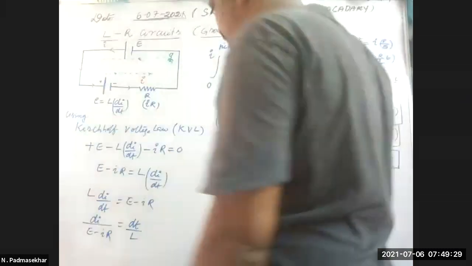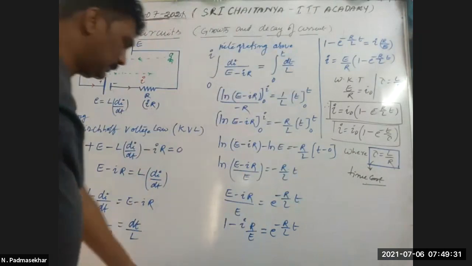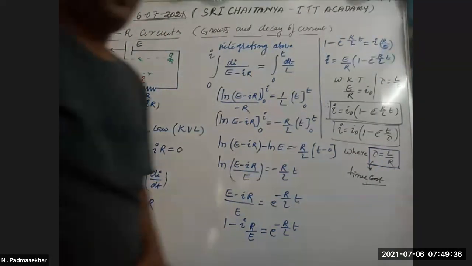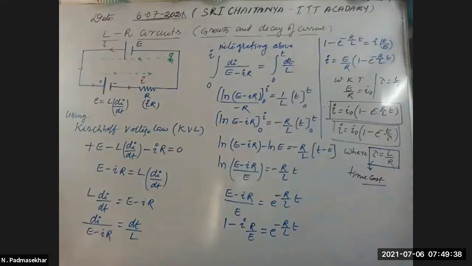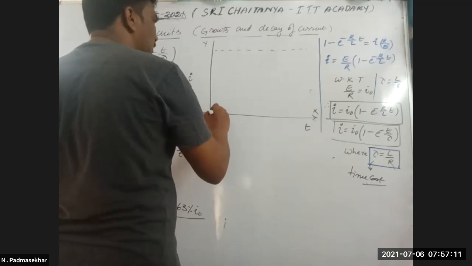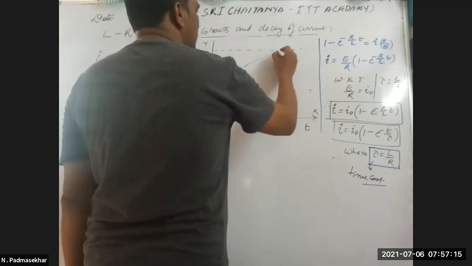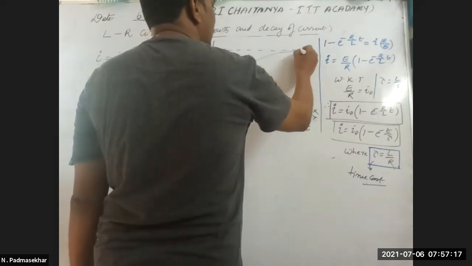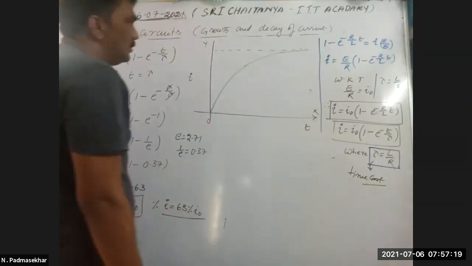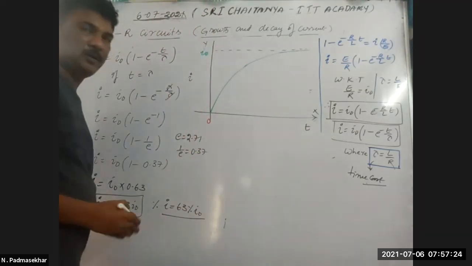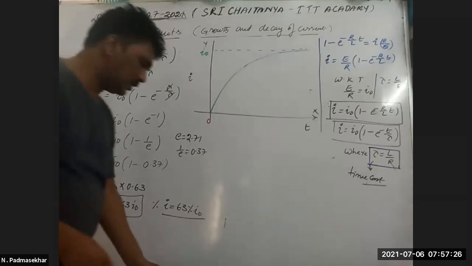So note the change. The current is growing like this. At t is equal to infinite, the current reaches maximum like this. So this is the maximum current, that is I R.